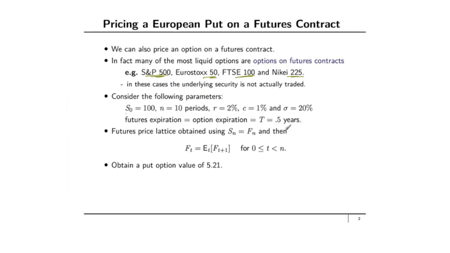But of course, from our theory, we could, if we liked, still price options where the futures expiration was greater than the option expiration. We'll be able to obtain the futures price lattice on our spreadsheet by using the fact that Sn equals Fn, and then using the fact that for t less than n, Ft is equal to the expected value of Ft+1 using the risk-neutral probabilities. When we do that, we'll see that we get a put option value of 5.21. So let's go to the spreadsheet and see what we get.